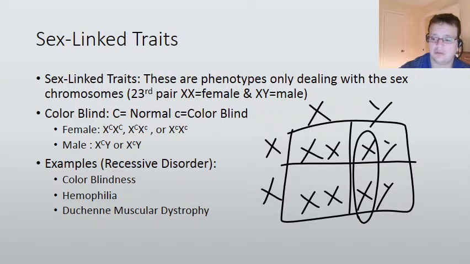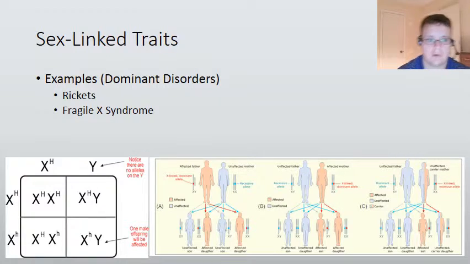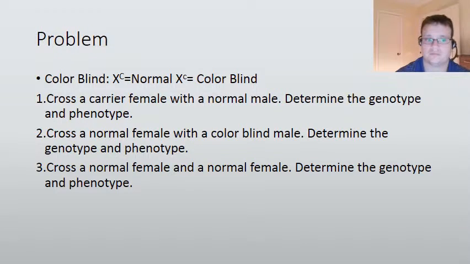Right? So let's see if we can try one real quick. Oh, these are also more examples of X-linked traits. So these are dominant disorders. These are disorders that would be expressed almost equally between male and female because they're dominant, like rickets and Fragile X syndrome.